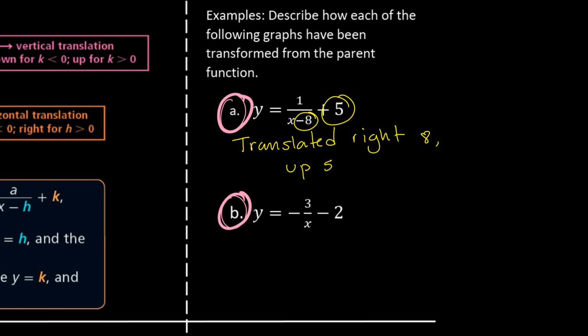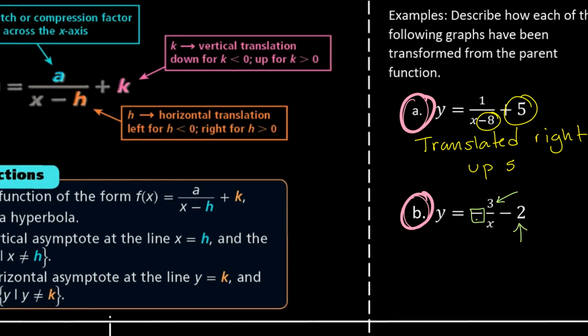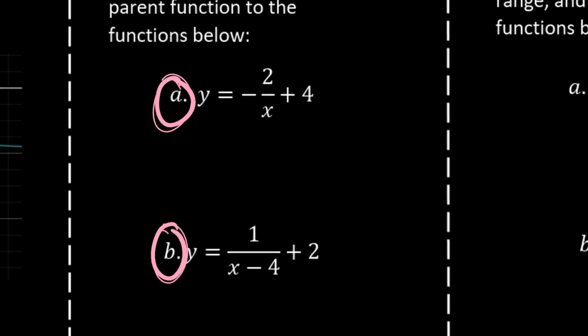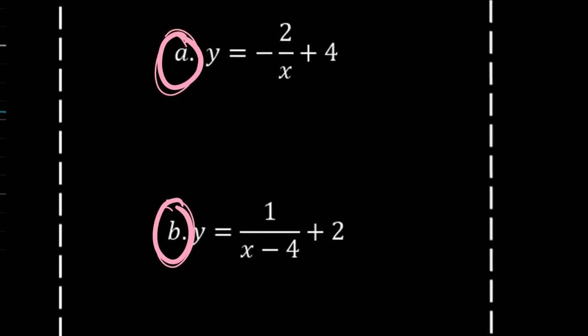Matt C. Vertical reflection, vertical stretch by 3, and translation down. Beautiful. Vertical reflection right here. It's vertically stretched by 3 and translated down 2. What about A? Amada.